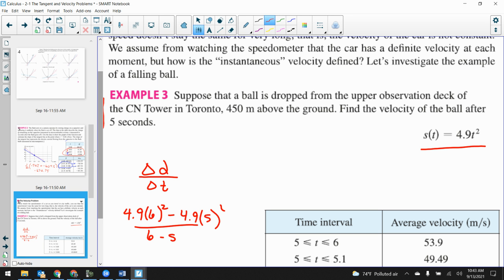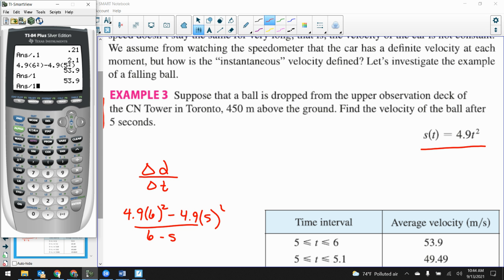So what if I decrease that value? What if I say, okay, no, let's not take it from 5 seconds to 6 seconds. Let's take it from 5 seconds to 5.1 seconds. Let's make that time interval a little bit smaller. Well, then I would just be replacing that 6 and the 5. Well, the 5 would stay the same. 4.9 times 5.1 squared. And then this would be a 0.1, right? So this would be the same thing in here, but instead of 6, this would be 5.1. 5, insert 0.1. Now I'm dividing it by the difference between 5.1 and 5.